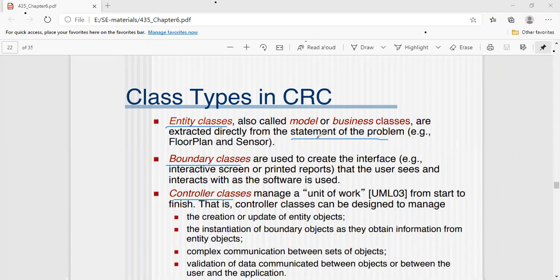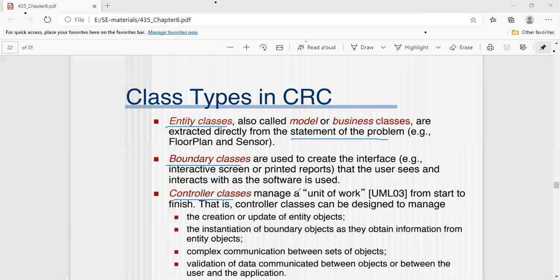Entity classes represent the problem statement. For which purpose we are going to define the classes, that purpose, the problem, should be represented by using these entity classes. Clear? These entity classes are also called business classes or models, right? These are taken from the problem statement.